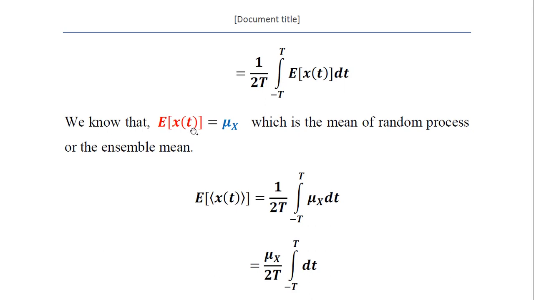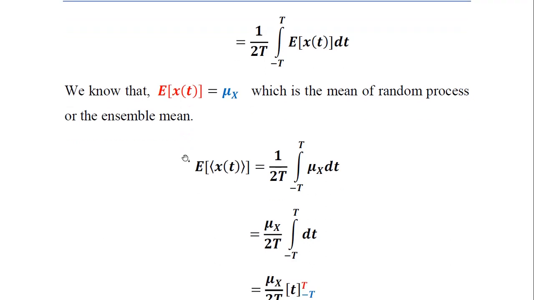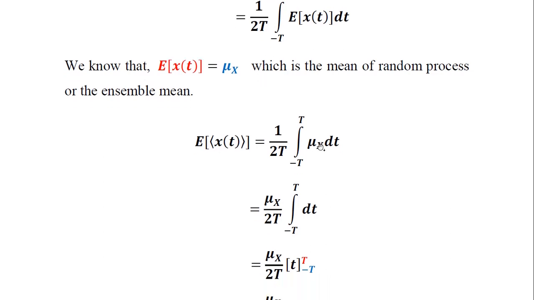But we know that the expectation of x of t is nothing but the mean of the random process, which we also call the ensemble mean. So E of the average of x of t is equal to 1 by 2T integration between minus T to plus T. We substitute E of x of t, without angular bracket, which is nothing but the mean of the random process or ensemble mean denoted by mu x. Since mu x is constant, we take it outside: mu x by 2T integration between minus T to plus T dt.